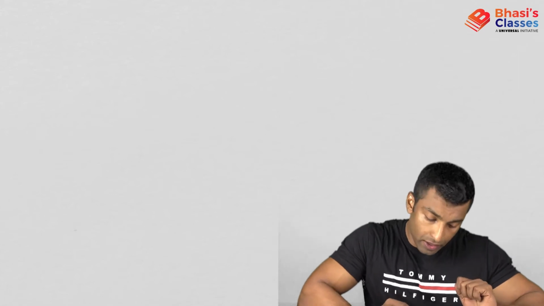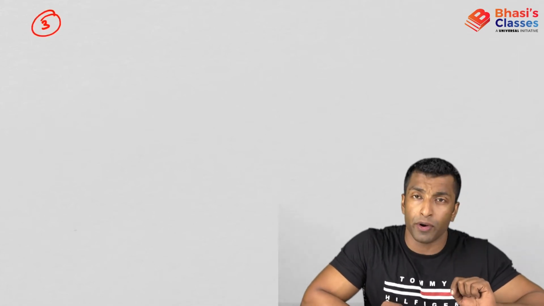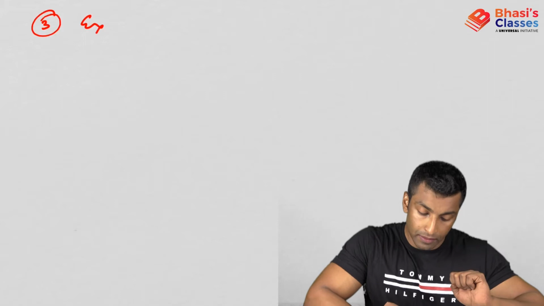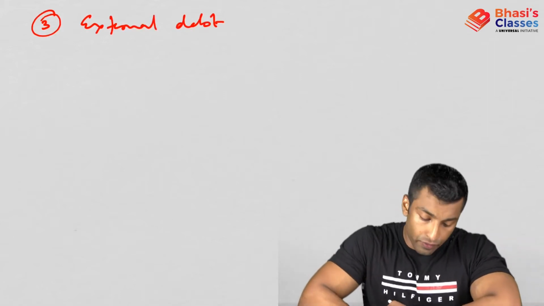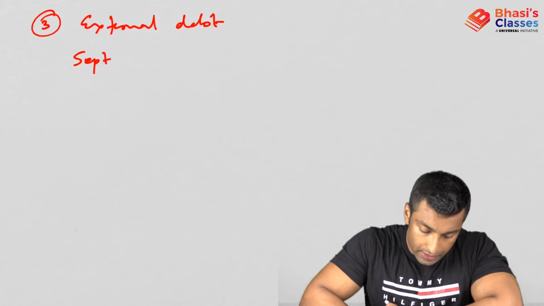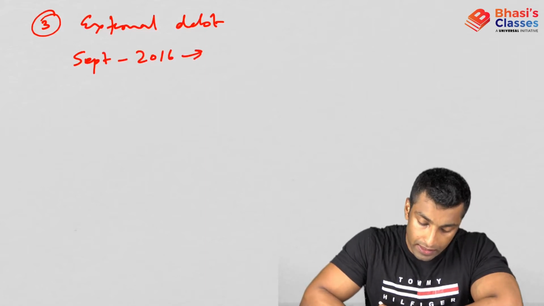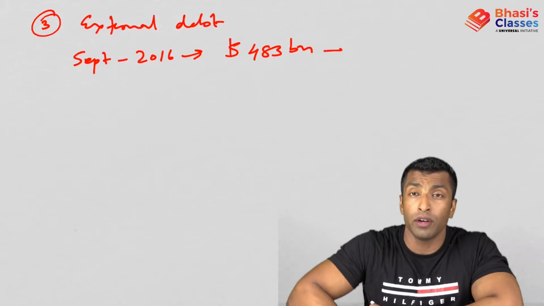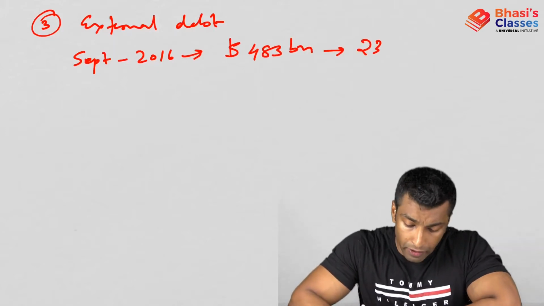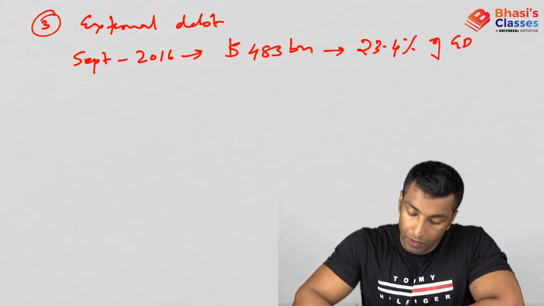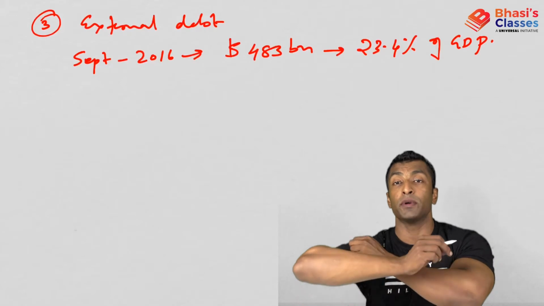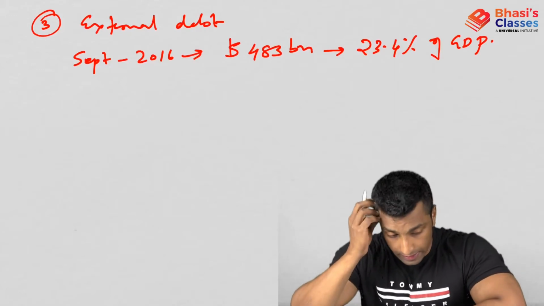Now next is again a very important concept, the third component, that is external debt. Okay, external debt. If you again talk about September 2016, external debt was around $483 billion, which was close to 23.4 exact value, close to 24% of GDP. Okay, so it was around 24% of GDP for external debt.